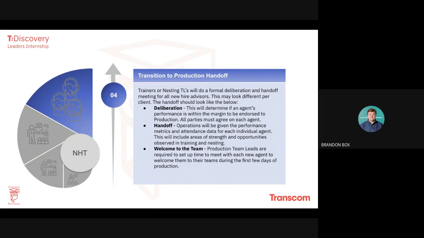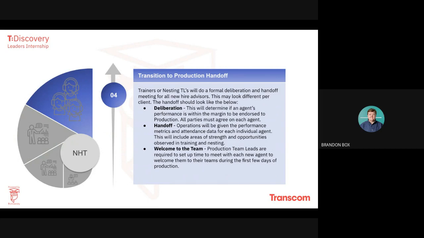After the deliberation, then we have the handoff. So everyone that we've decided to move into production, operations will be handed their performance metrics, attendance data for each individual, and then this will actually also include areas of strengths and opportunities that were observed in training and nesting. And this is meant to go to the TL. So this is where the TLs really start to come into play. You can actually see what someone's performance was from training and in nesting. So it helps you better understand the type of person that you're getting on your team.